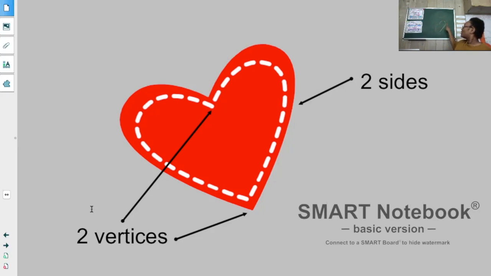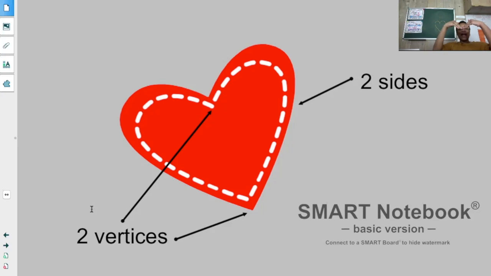So this part here is considered a side for the heart. And it's considered a side because, as I said, in two different places, at the top and at the bottom, it stops at a point. And if we were to draw the other half of the heart, we can start at the point that it stopped and create that second side.